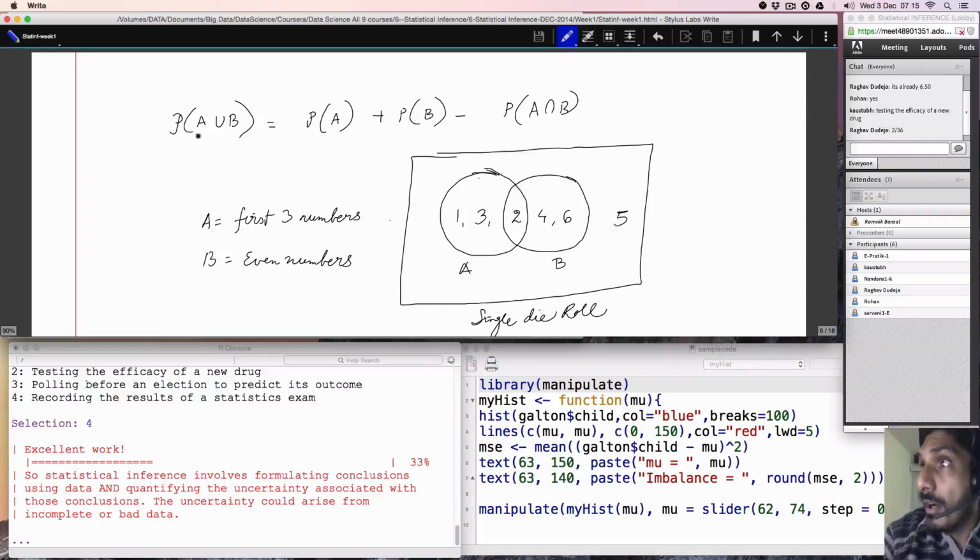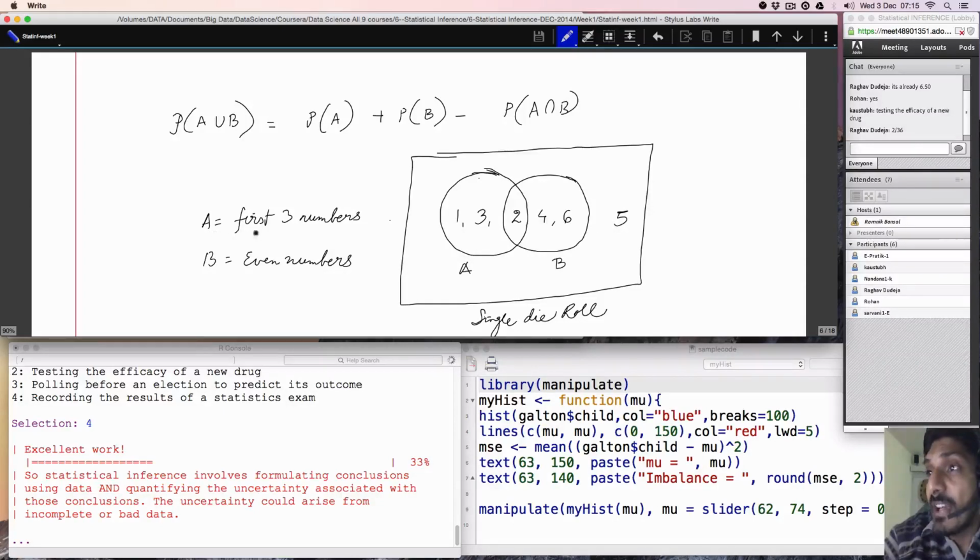Now another thing is the probability of A and B happening both, two events, right? So let's say event A, event B, both of them happening is given by the Venn diagram concept. We know this, right? Let us look at how it works. Let's say a single die roll. What are the different possible outcomes? 1, 2, 3, 4, 5, 6.